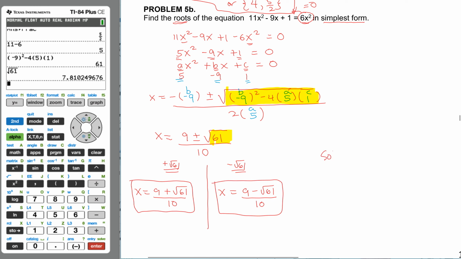So when you write your final answer, your solutions or roots would be, you can just have this: x equals 9 plus minus square root of 61 divided by 10. Or you can have this, okay? Or you can have this. That's it.